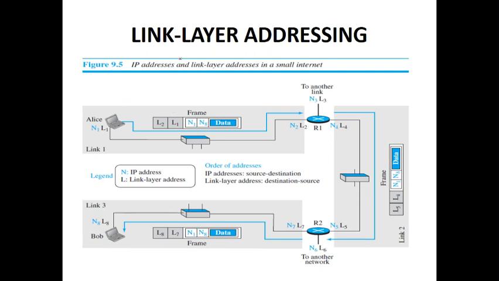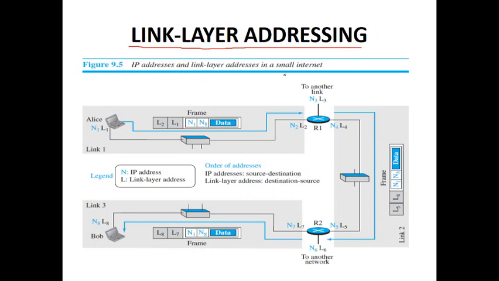The next is link layer addressing. We know that we have many different types of addresses in networking, like IP addresses, MAC addresses or physical addresses, port addresses, and service point addresses. These are the different types of addresses. Now if I consider the link layer address, it is nothing but the MAC address. Sometimes we call it the MAC address or physical address, so all are the same. What is the need for this address?